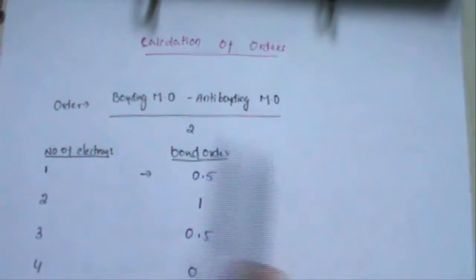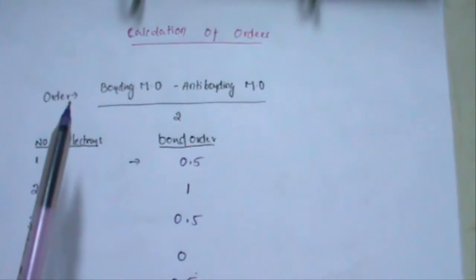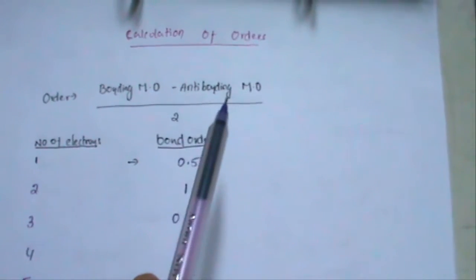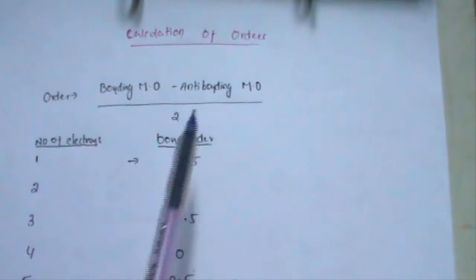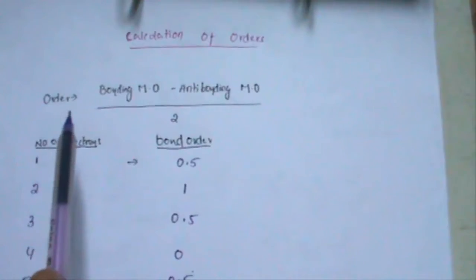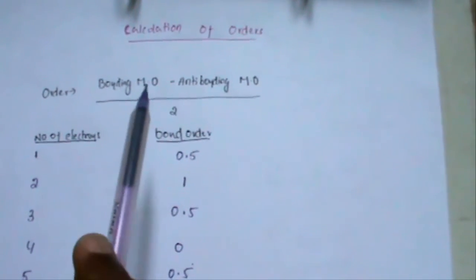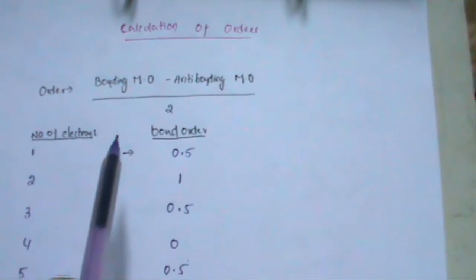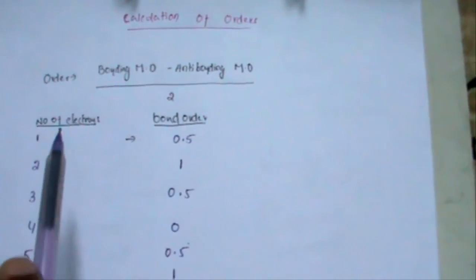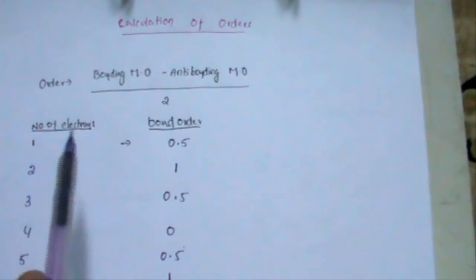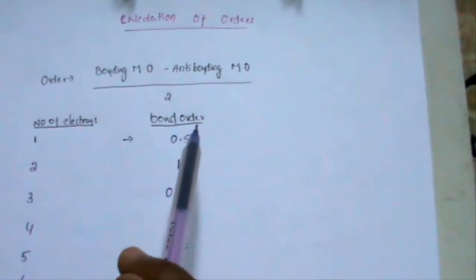Hi friends, in this video I am going to tell you how to calculate the bond order of diatomic molecules. The general calculation for bond order is bonding molecular orbital electrons minus anti-bonding molecular orbital electrons, divided by 2. This is a general formula to calculate the bond order of any diatomic molecule. The trick to calculate the bond orders is you have to know the number of electrons in the diatomic molecule. These are the total number of electrons in the diatomic molecule and the bond order of the diatomic molecule.